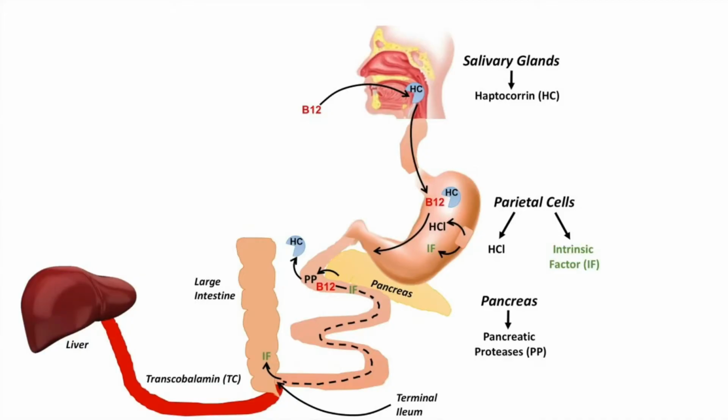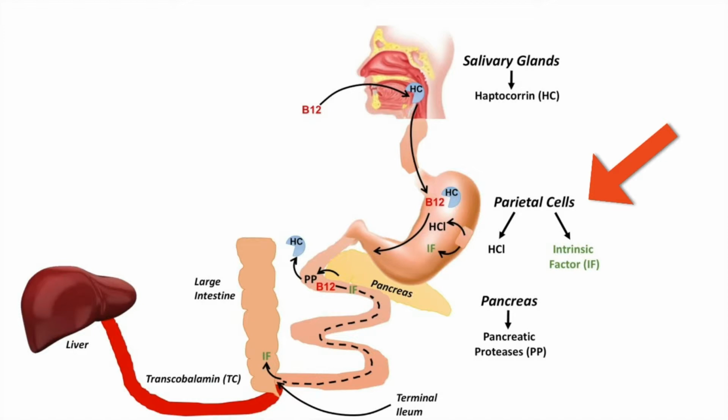When vitamin B12 is ingested, the salivary gland will produce haptocorrin. Binding happens between haptocorrin and vitamin B12. This complex gets transported into the stomach. In the stomach, parietal cells produce hydrochloric acid and intrinsic factor.